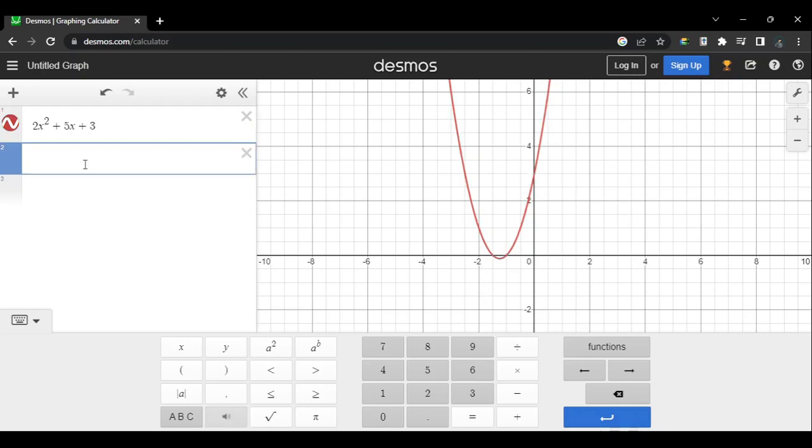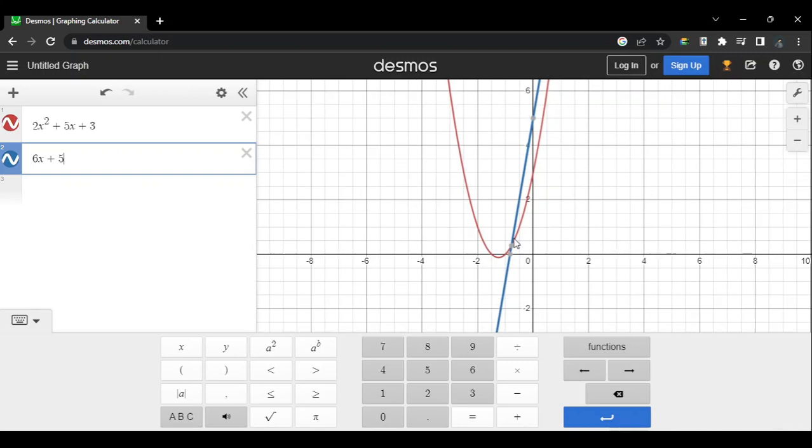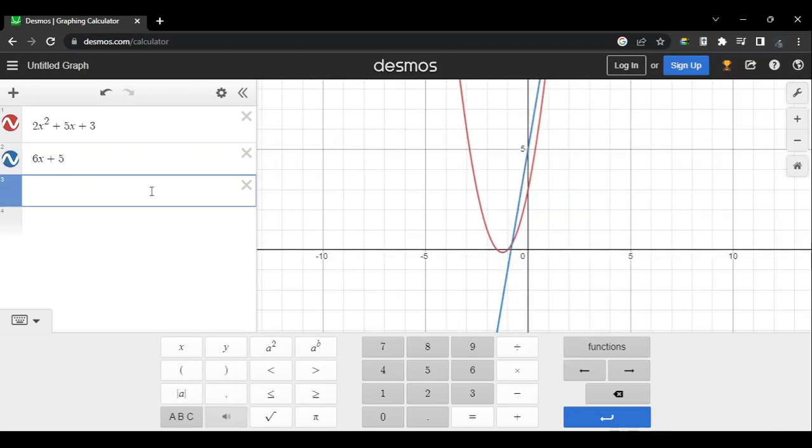For the second equation, for example, I will put a linear equation. We'll put 6x plus 5. You can see at the graphing indicator it will show you the intersection point and other info. And for the last example I will put the cubic equation.